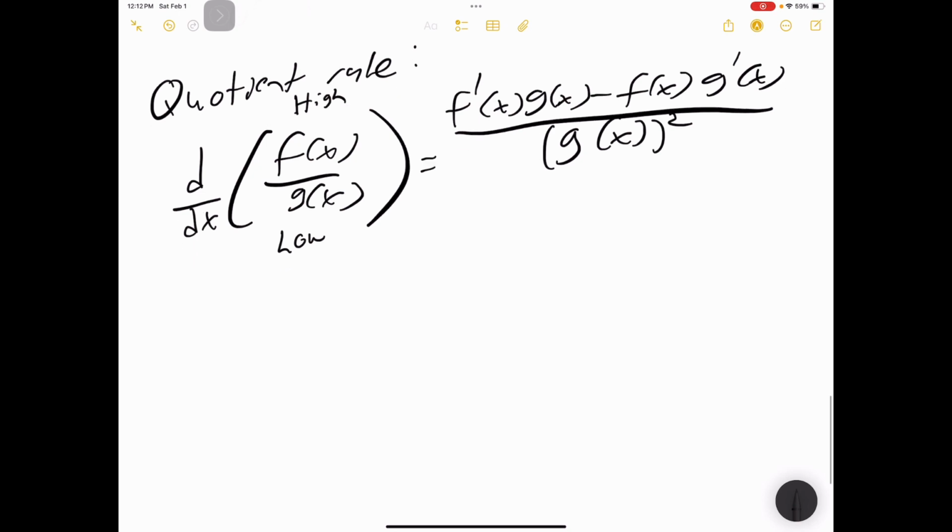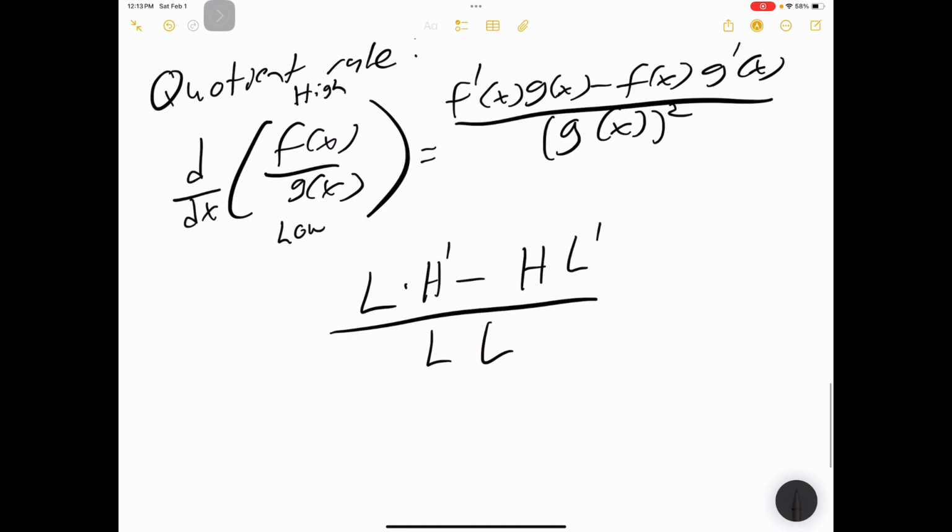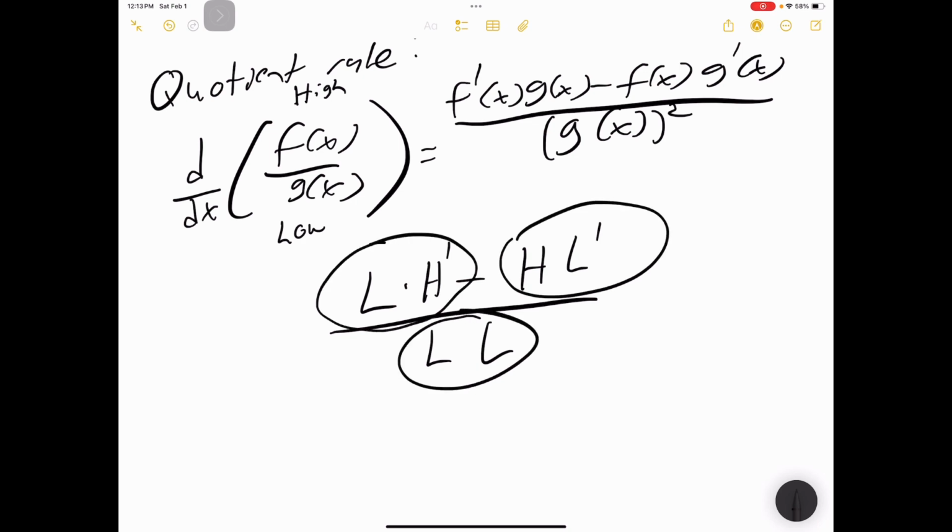And so if I write it like this, we have the low function, g of x, multiplied by the derivative of the high function, minus the high function, multiplied by the derivative of the low function, all over the low function squared. We can come up with a little saying, not a rhyme, but a little way of remembering, which is low d high minus high d low over low low. So you can say that out loud if you're alone and not uncomfortable saying something out loud. Low d high minus high d low over low low.